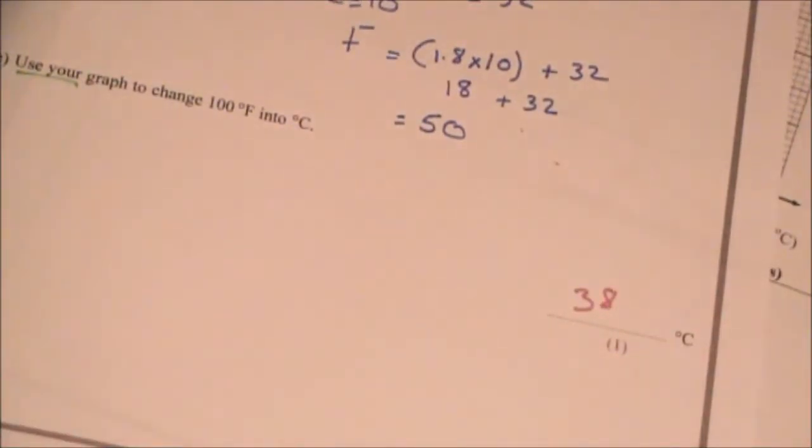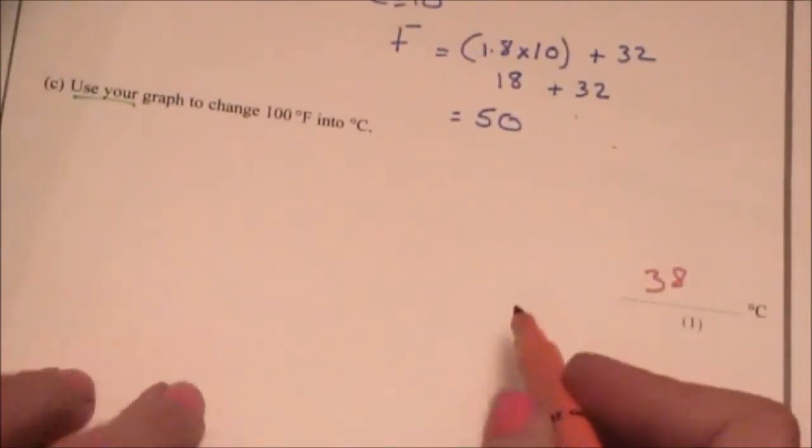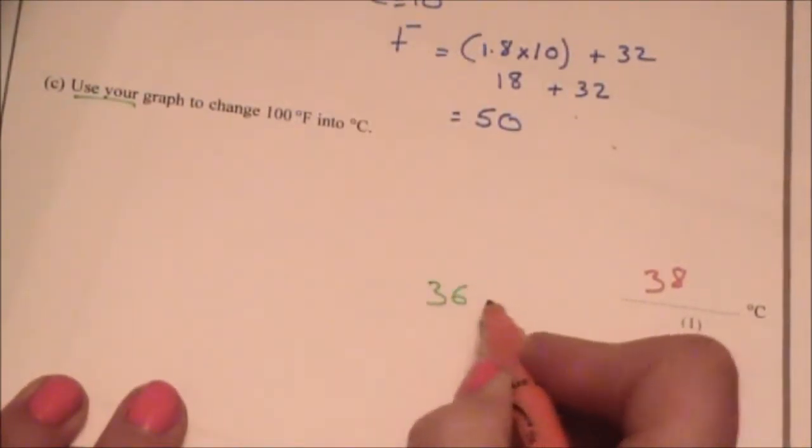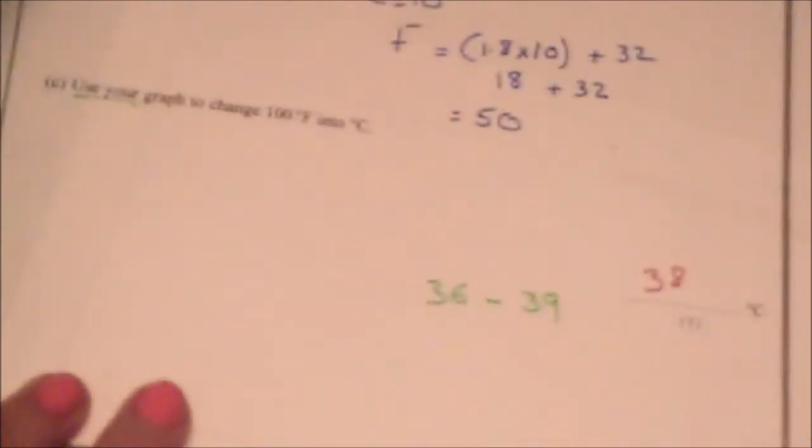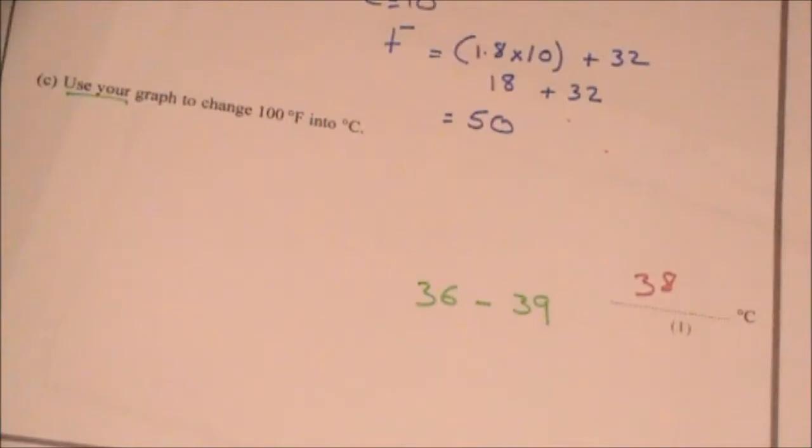38 degrees centigrade. Now, you are allowed to have anything from 36 up to 39 because they're going to allow for your graph being slightly inaccurate.